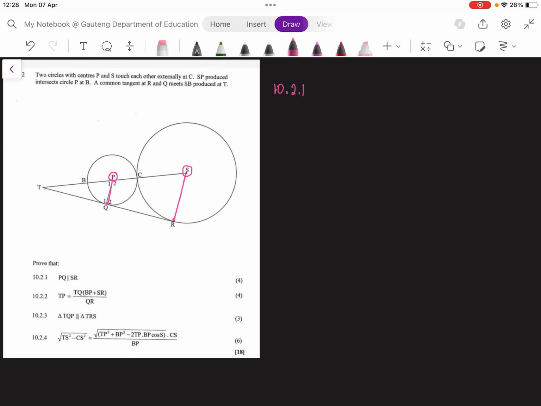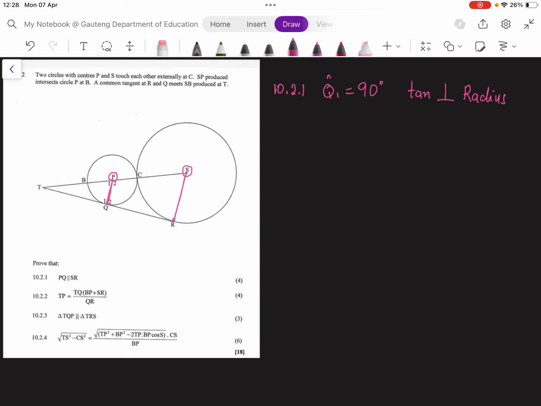Now, here we can see that Q1 is equal to 90 degrees. Why is Q1 equal to 90 degrees? Because we are told that P is the center, so that simply means PQ is a radius. And we are told that TR is a common tangent. So we know that a tangent is always perpendicular to the radius at the point of contact.